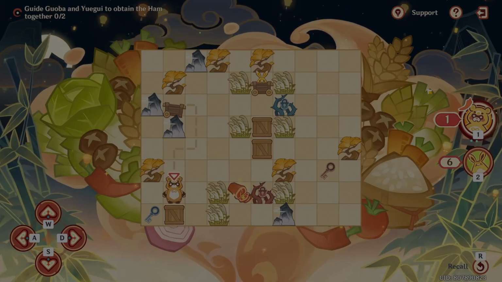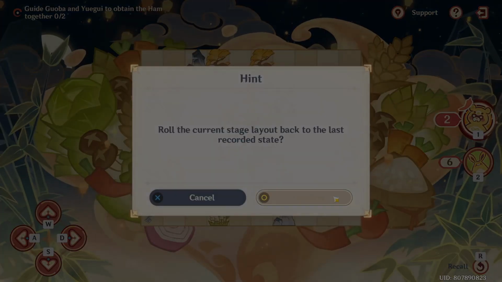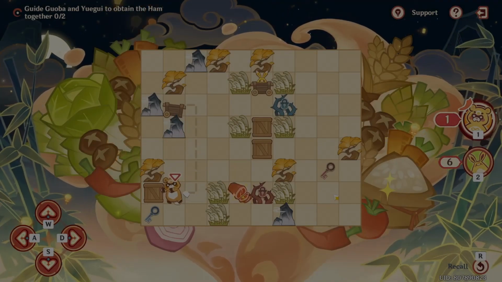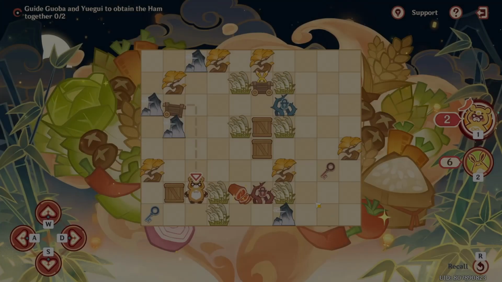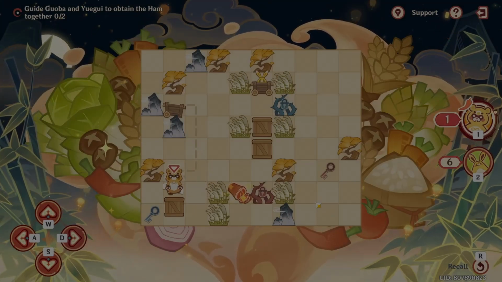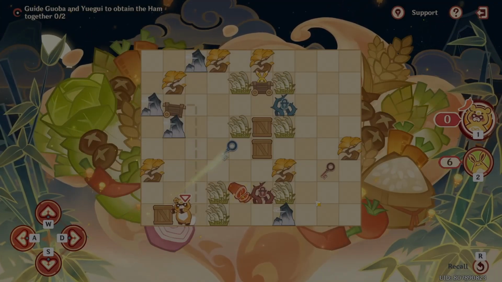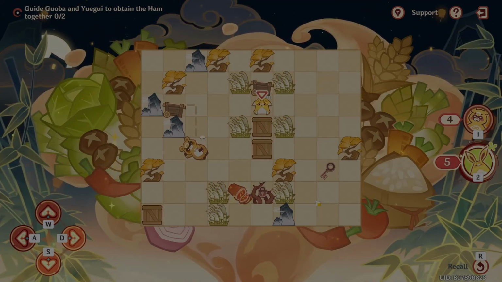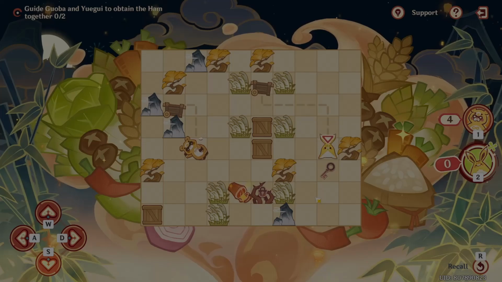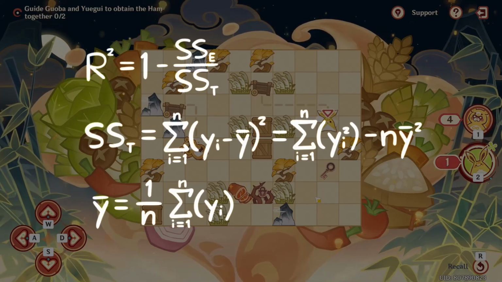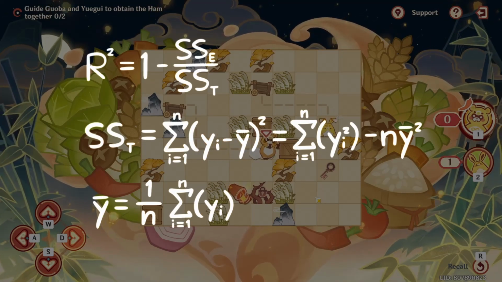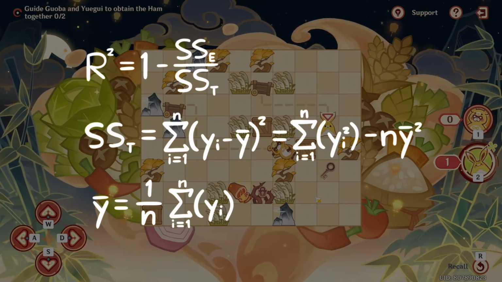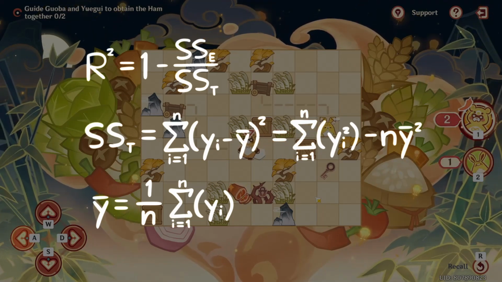While we're here, we can also analytically see how well the model fits the data by calculating a value called r². The closer r² is to 1, the more accurately the curve fits the data. If r² is closer to 0, then the model doesn't match the data well. The equation for it is that r² is equal to 1 minus SSE divided by SST. And then SST can be calculated with this equation.